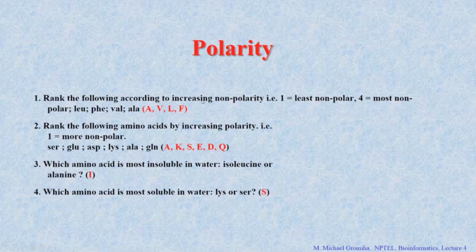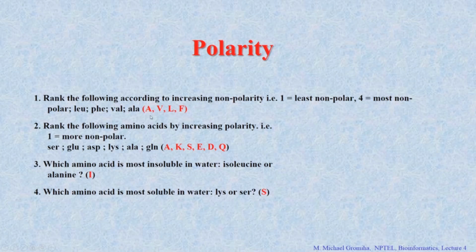So, I have 4 amino acids here: leucine, phenylalanine, valine and alanine. Could you rank these amino acids by increasing non-polarity? That means starting with the lowest to the highest, considering aromatic as higher non-polarity. So, which one is the lowest one? Alanine, followed by valine, leucine, phenylalanine.